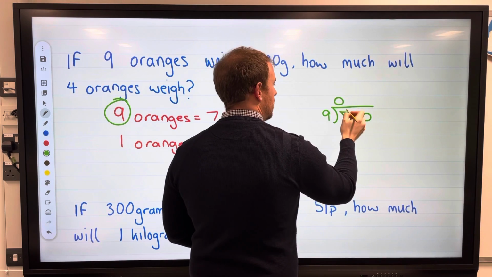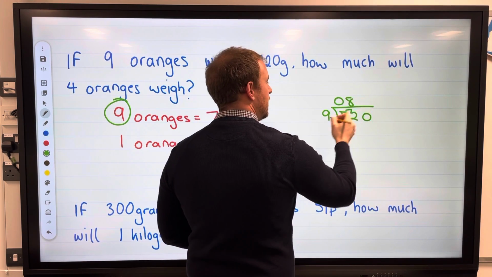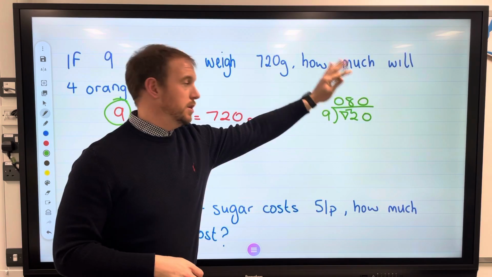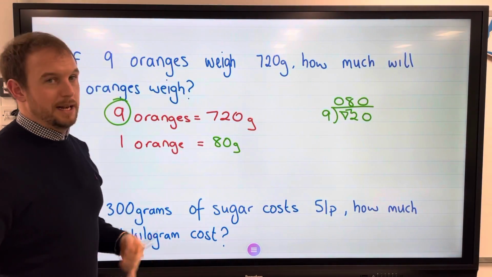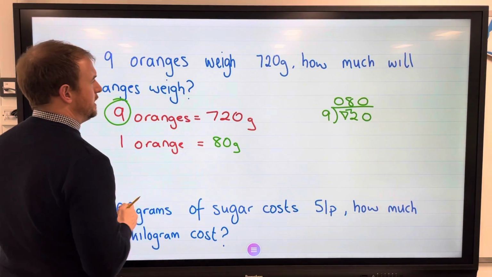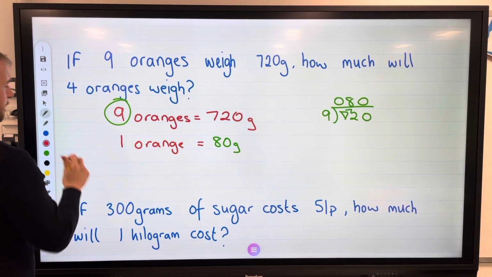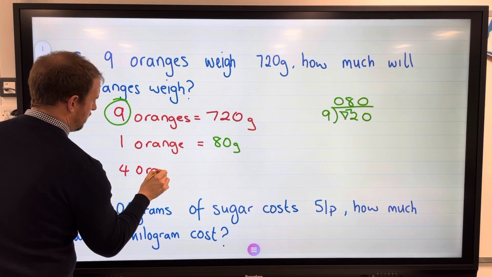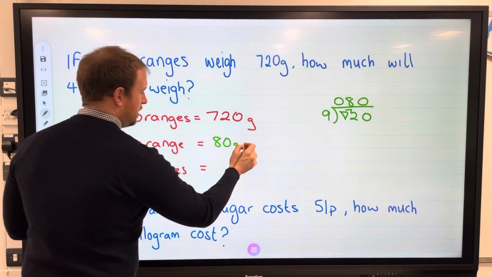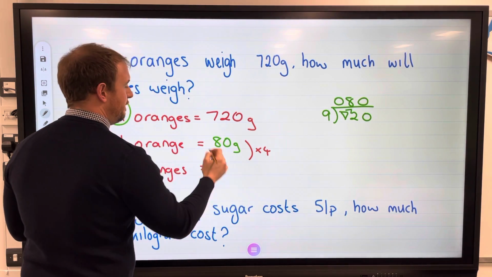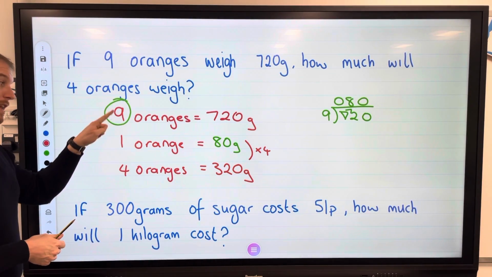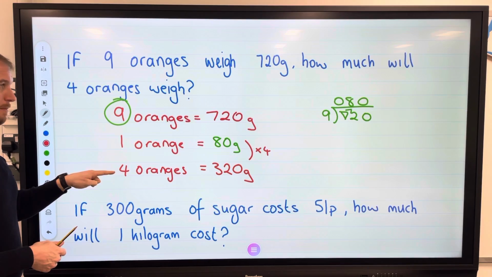9 doesn't go into 7. 9 goes into 72 8 times. 9 doesn't go into 0 there. Bus stop method, we've done it since primary school. Let's use that skill for something a little bit more difficult with proportional quantities. So if 1 orange is 80 grams, then we need to find the weight of 4 oranges. If 1 is 80 grams, then we just have to times this by 4. 8 fours are 32. Add the 0, so it's 320 grams. Find the value of 1, multiply by how many you need.